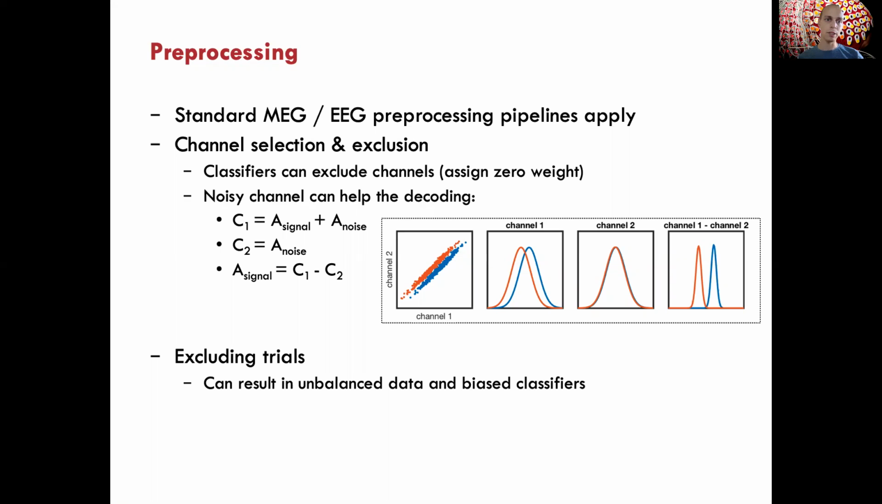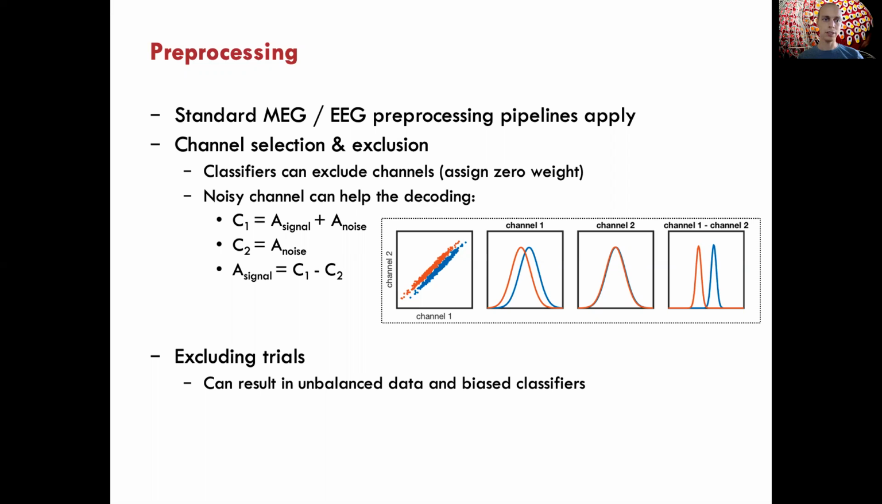One exception may be that I often don't do a channel selection or exclusion, because a classifier can actually use the information and can exclude channels itself. If there's no information in a channel, it might just assign a 0 weight. But also, if you include a noisy channel rather than remove it, it can actually help the decoding. So what I mean by this is, consider the following example. Here we have 2 signals that have co-varying signal in 2 channels. And one channel, channel 1, is encoding the signal of interest, so the slight difference between the conditions. But channel 1 is also measuring some noise, and channel 2 in this case is measuring the exact same noise. So in this case, it's very straightforward to see that you can reconstruct the signal by subtracting the 2 channels. So one noisy channel can actually help the classification.